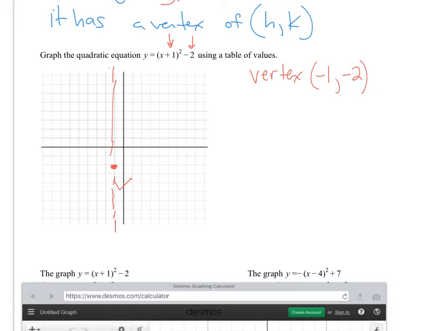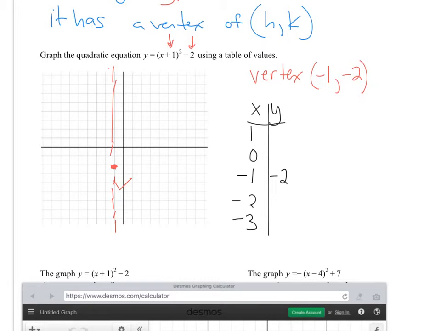It'll look something like that. So now I want to just find some other points, but I know the benefit to this versus the other one is I already know what my middle point is, right? It's negative 1, negative 2. So I could pick some other points, maybe 0 and 1. I could pick negative 2 and negative 3. I could plug those in. I could use the calculator as we did before. Any of those would be fine.